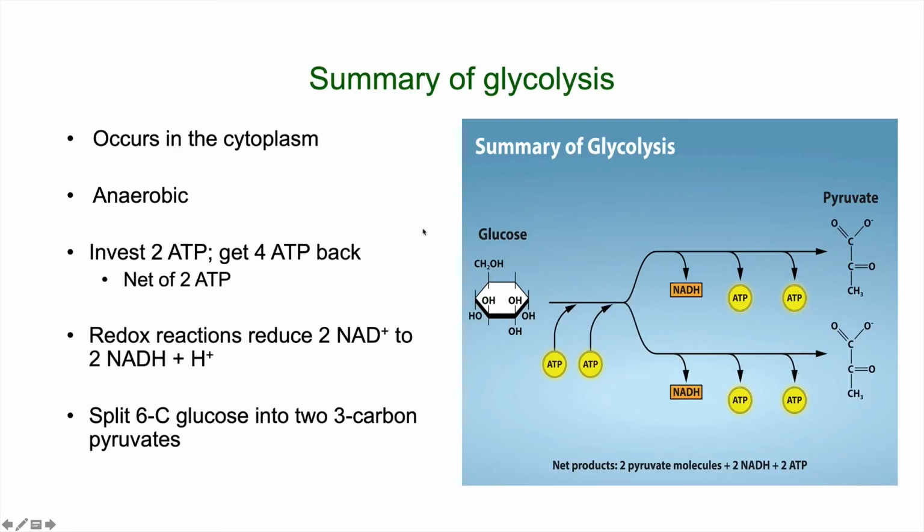So again, my summary: glycolysis occurs in the cytoplasm. It's an anaerobic process. I have to invest 2 ATP, but I'm going to get back 4 for a net of 2. I'm going to use redox reactions to oxidize the G3Ps. That's going to reduce 2 NAD pluses to NADH plus H plus. And then ultimately my 6-carbon glucose is now 2 3-carbon pyruvic acids. And I still have potential energy here in the NADH plus H plus and in the pyruvate.